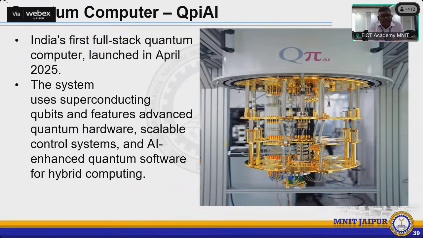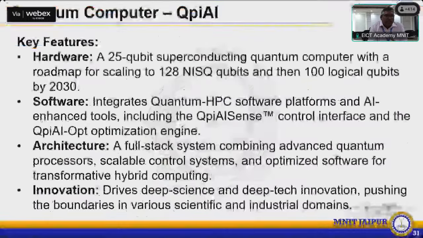Yesterday we listened to QPI-AI. It's a full stack quantum computer launched in April 2025, very recent as we look at. And then you have the superconducting qubits and your scalable control systems. Of course, AI enhanced quantum software, as yesterday I had asked, how do you integrate both these complex things? AI is also complex, quantum is also complex, but then they are trying to make it a hybrid quantum architecture, right?